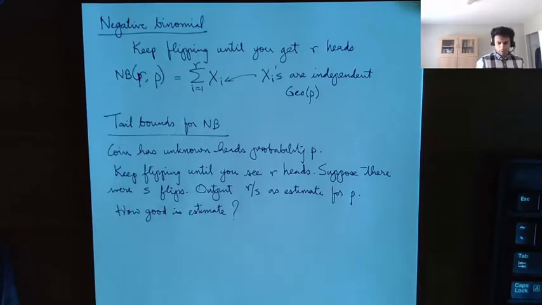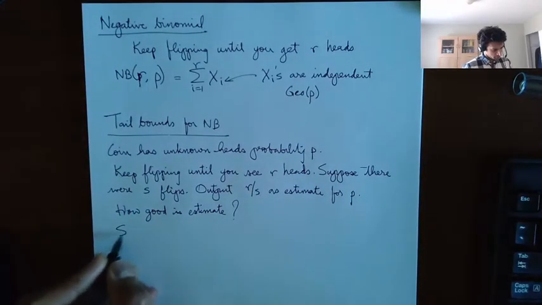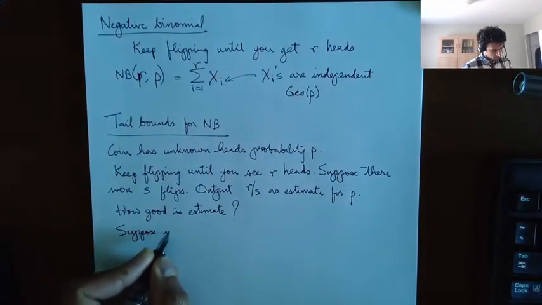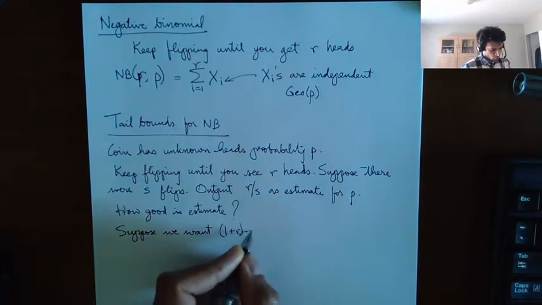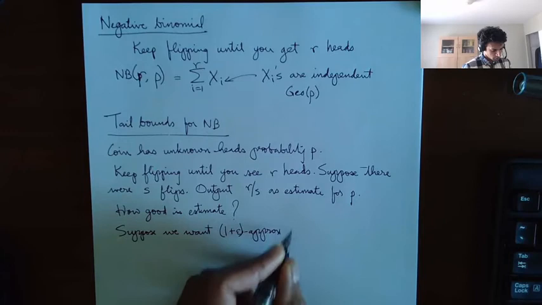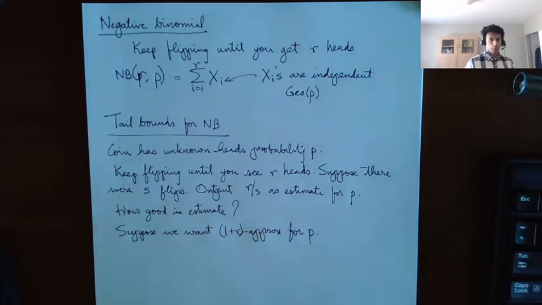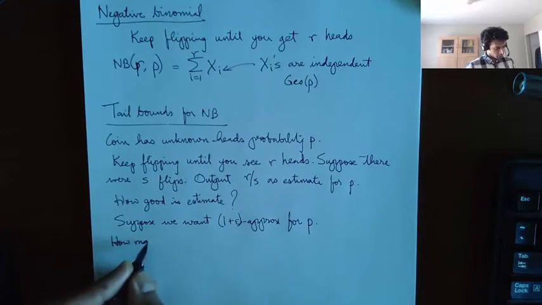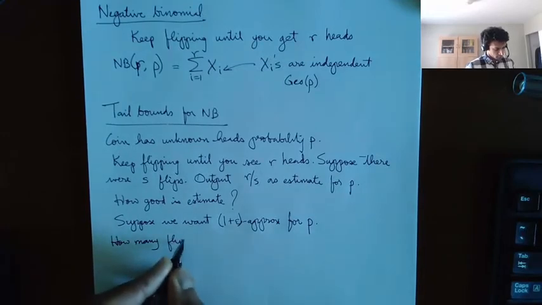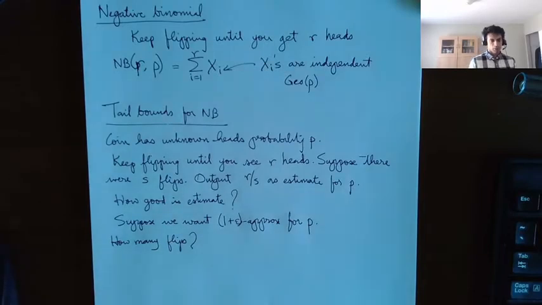Okay, so maybe let's turn this around. Suppose we want a 1 plus epsilon approximation for p. How many flips do I need? Let's ignore the delta, the confidence parameter. How many flips do I need to get a 1 plus minus epsilon approximation for p? Assume I told you what p is.